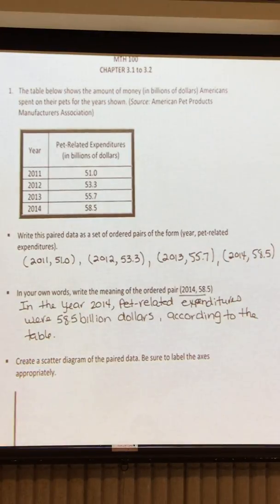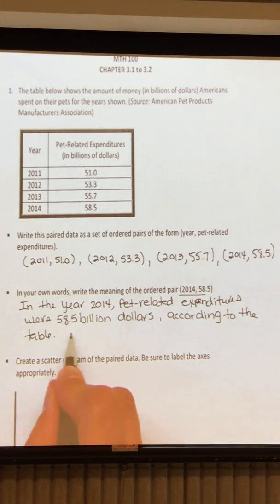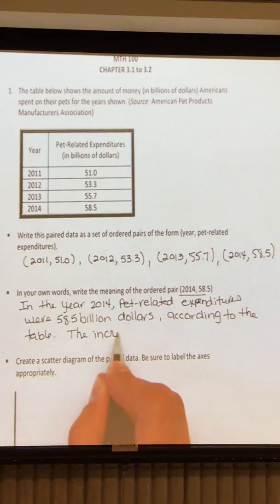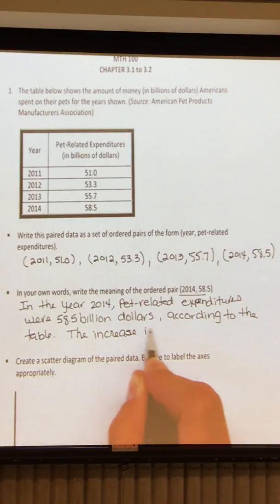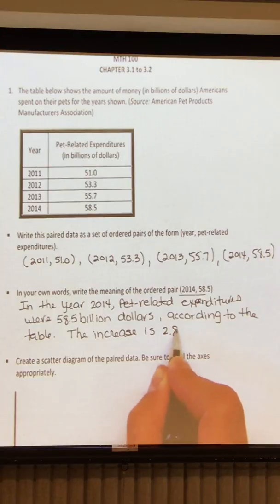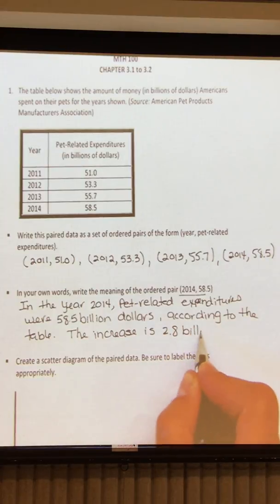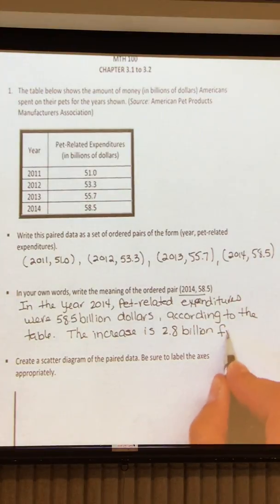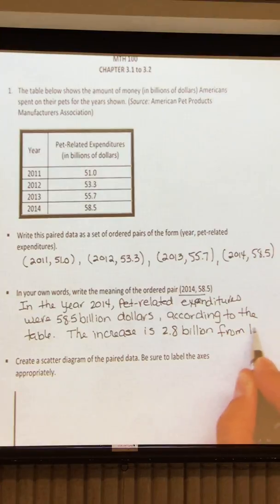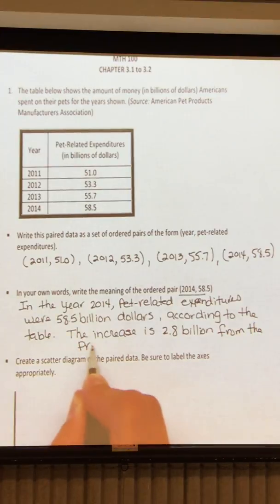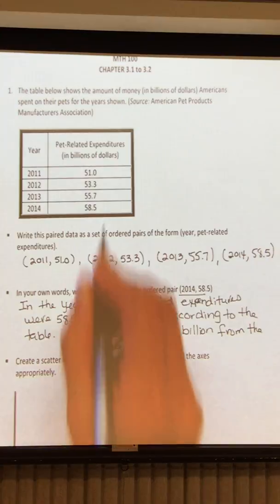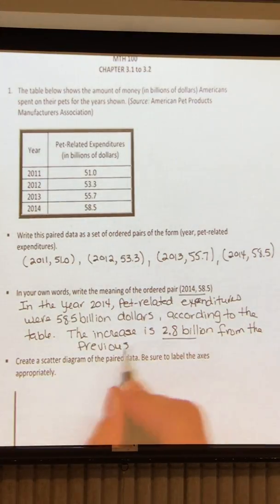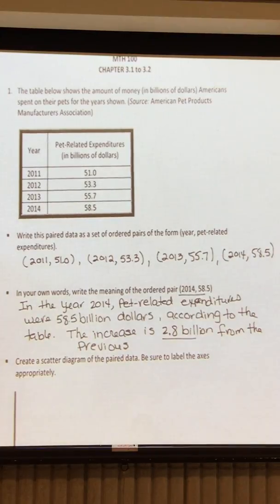And the increase was 2.8 billion. So every year it increased. The increase is $2.8 billion from the previous year. So from 2013 to 2014, the expenditures increased by $2.8 billion.